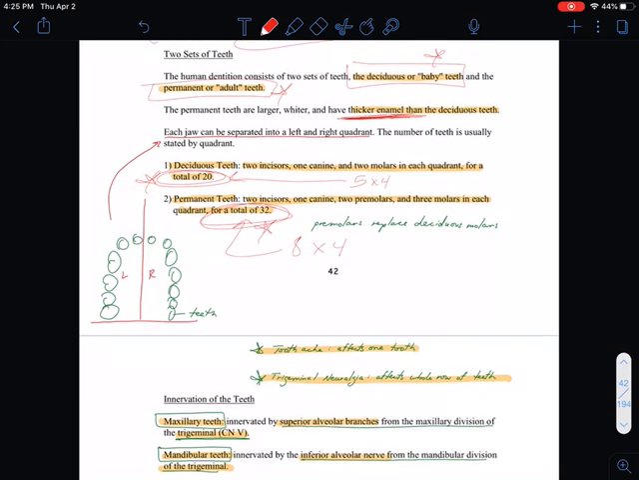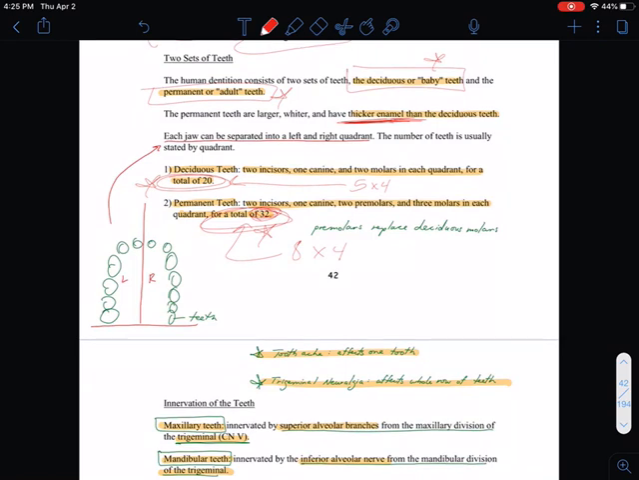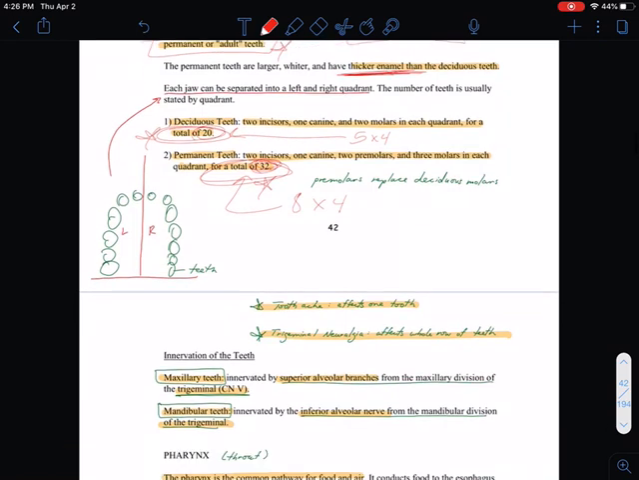So again, these are some numbers you're going to want to know. Permanent teeth, you have 32 of them generally. Some people can have more. Deciduous teeth, you got 20.